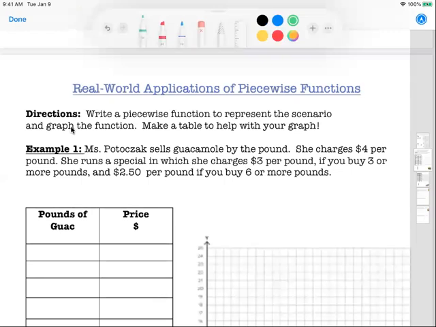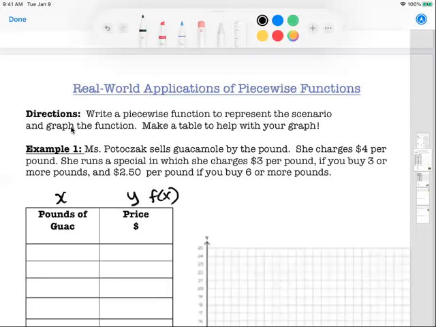So example 1 says, Miss Podizak sells guacamole by the pound. Yum. She charges $4 per pound. Okay, right away, I see this is going to be one of my pieces. We're talking about a price per pound. So I know price is going to be my y variable, or my f of x, and pounds of guac is going to be my x.